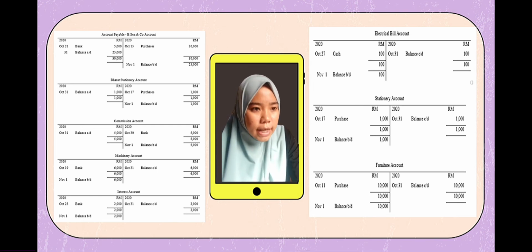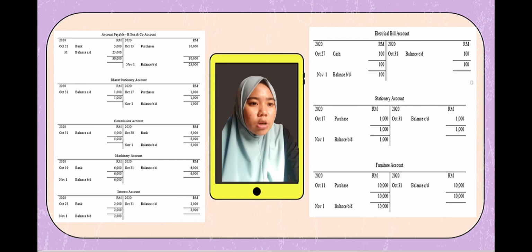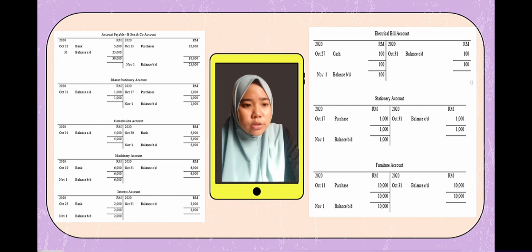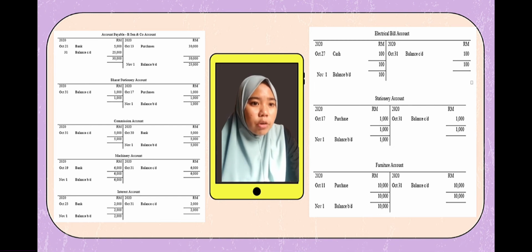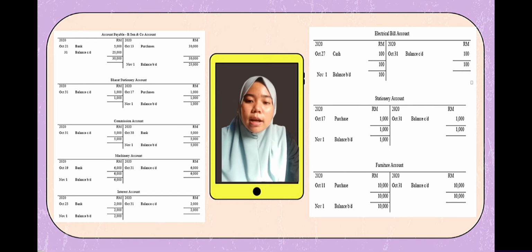For electrical bill account, cash on 27 October is 100. For 31 October, balance 100 also. So the balance on 1 November is also 100. For stationery account, 17 October, purchases 1,000. Balance 1,000. The balance on 1 November is also 1,000. For furniture account, 11 October, purchases is 10,100. 31 October also 10,100. So the balance on 1 November is also 10,100.